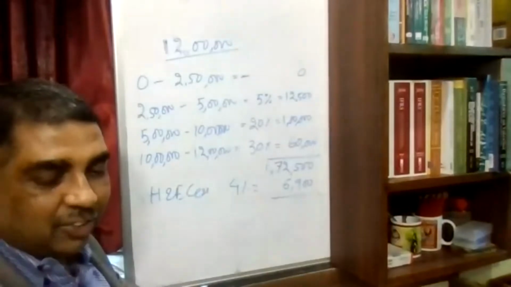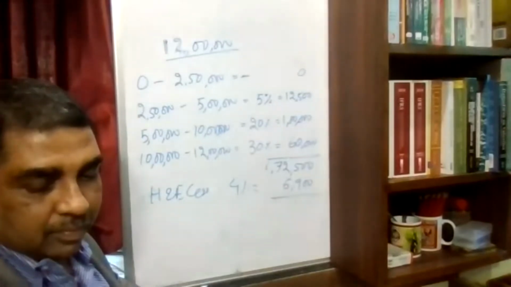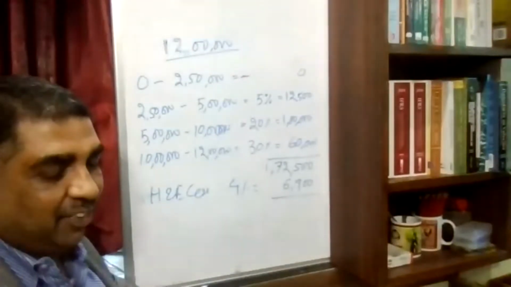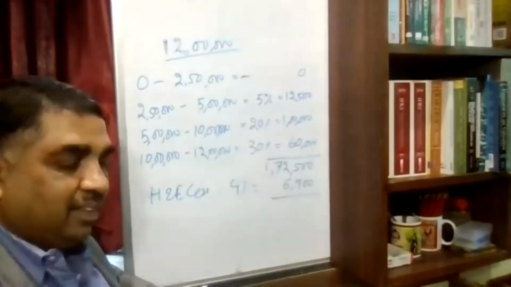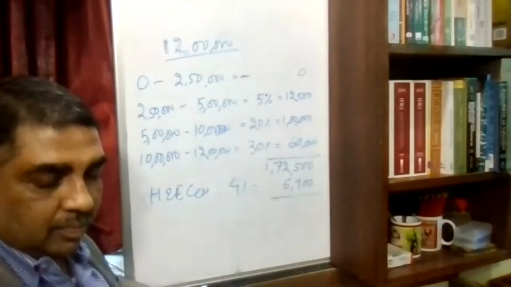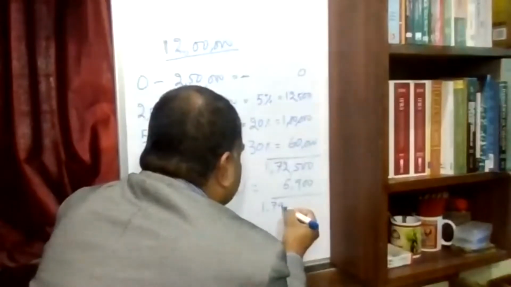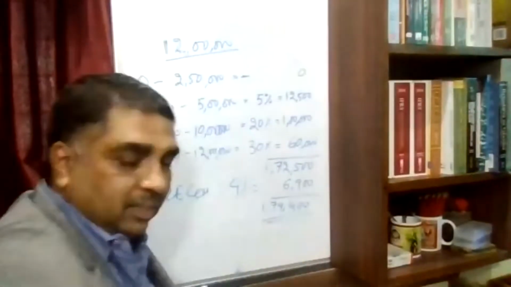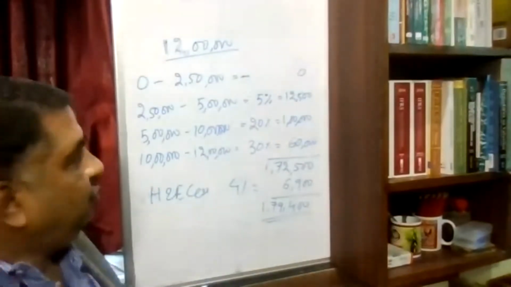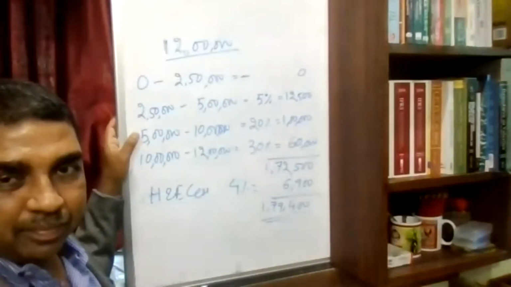Now tell me, what is the total amount payable? So we have to deduct the 6,900 from the 1,72,500. You have to add it. Oh, sorry. Okay, add it. So 1,79,400. Now understood application of slab rate? Yes, sir. You need to find out the total income, then apply. This is the slab rate you see.